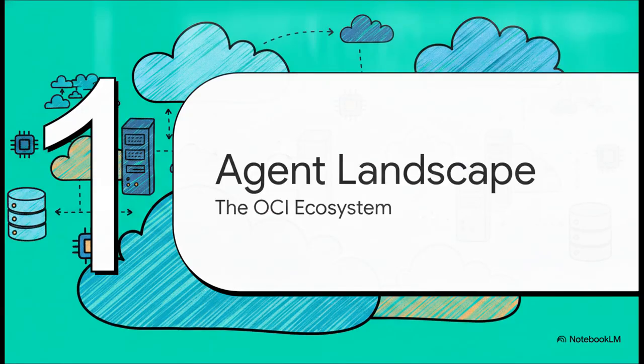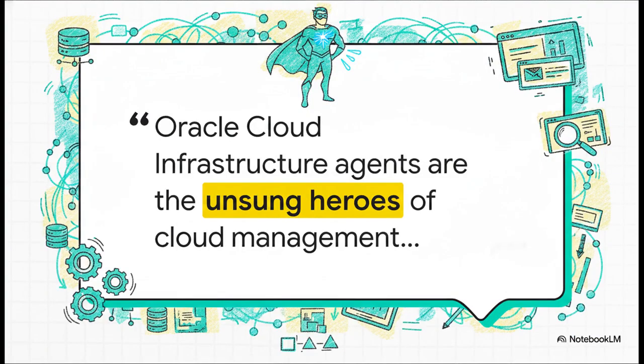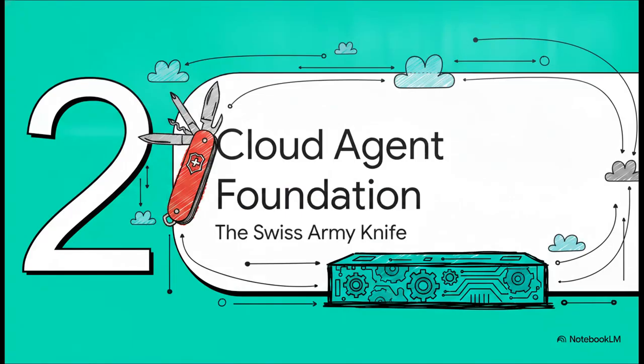Okay, Section 1, the OCI agent landscape. Let's get right into it. You know, there's a saying that Oracle Cloud Infrastructure agents are the unsung heroes of cloud management and monitoring. And honestly, that hits the nail on the head. These agents run silently in the background, but they are absolutely essential. They give you this unprecedented control and visibility over your infrastructure, your apps, and your databases. But because there are different flavors of these agents built for very specific jobs, we really need to break them down.